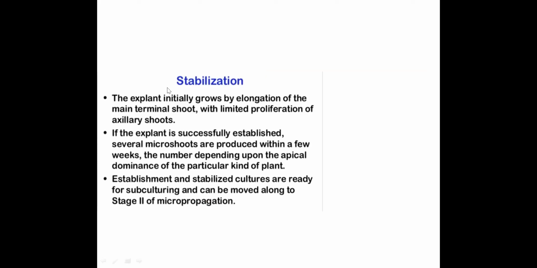Stabilization, the callus has to be stabilized. Okay, so before stage 2, this is the end part of stage 1. This is the final part of stage 1, that is establishment, final part of initiation or establishment. So initially it will grow. Initial phase is elongation phase. Initial phase is the cells, all the cells will be elongated, and main terminal shoot with limited proliferation of axillary shoot. And then when the explant is successfully established, you can see several micro shoots. Very, very small shootlets will be formed depending upon the apical dominance.